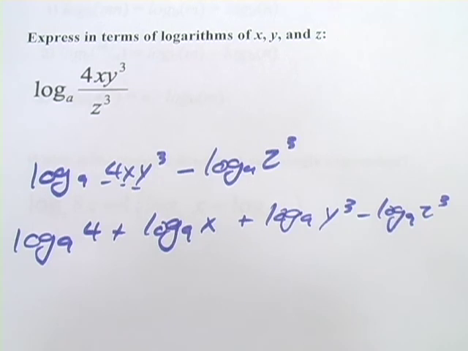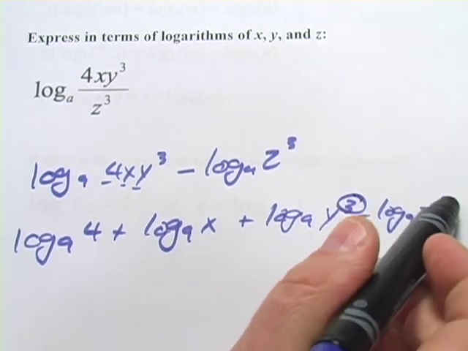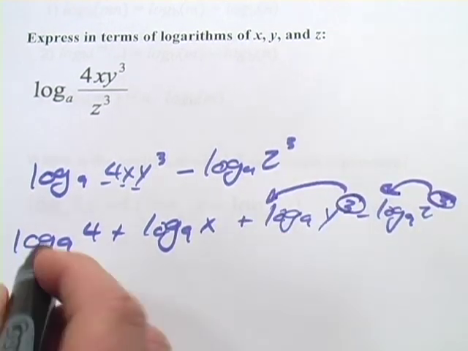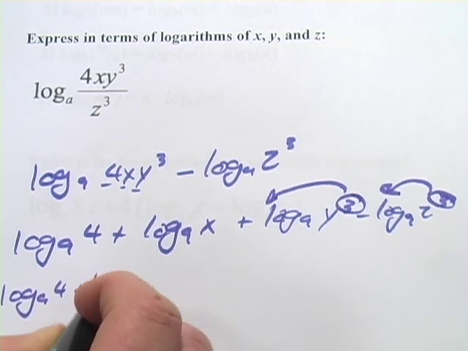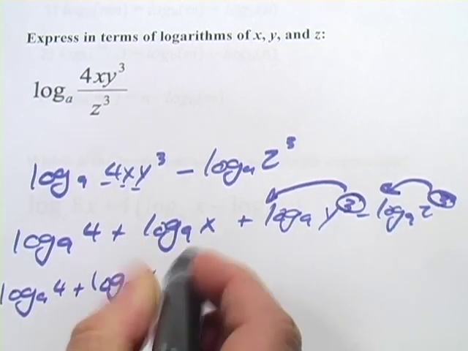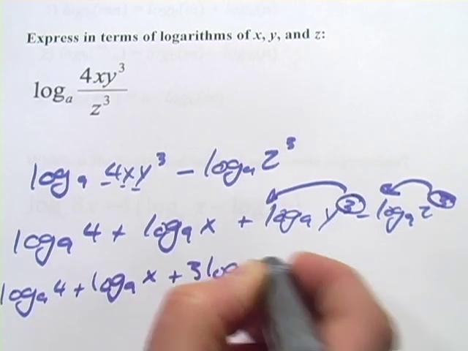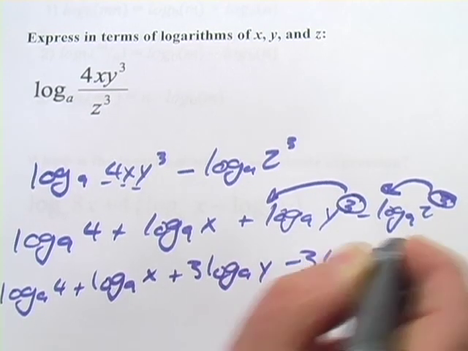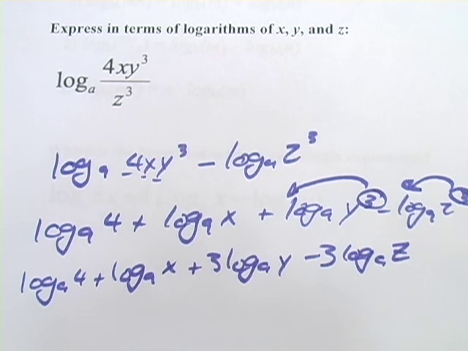And now I think the only thing to do is to take these exponents and put them out front with multiplication there. So this ends up being log base a of 4 plus log base a of x plus 3 log base a of y minus 3 log base a of z. And that's a little bit about dealing with the properties of logarithms.